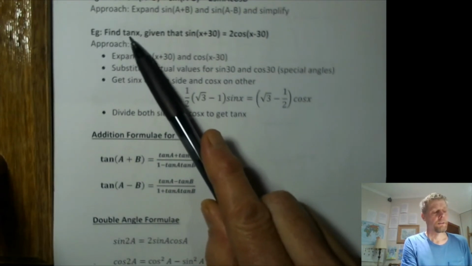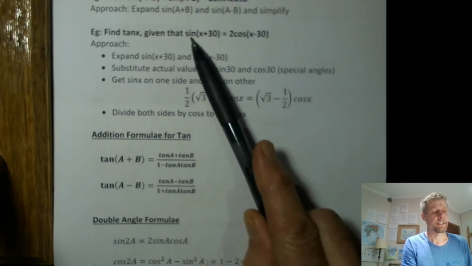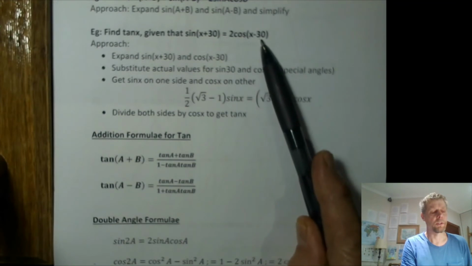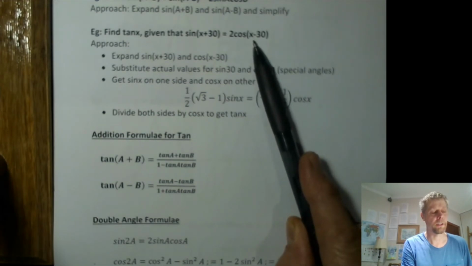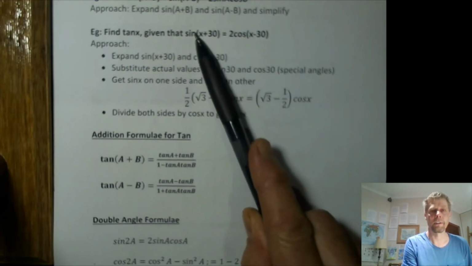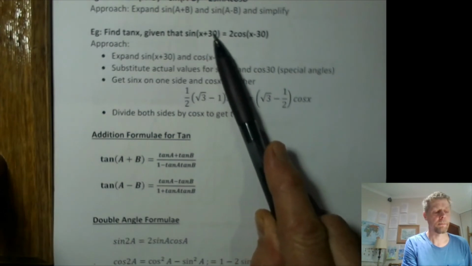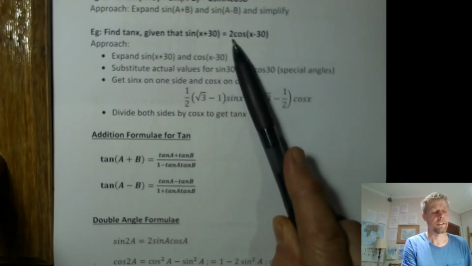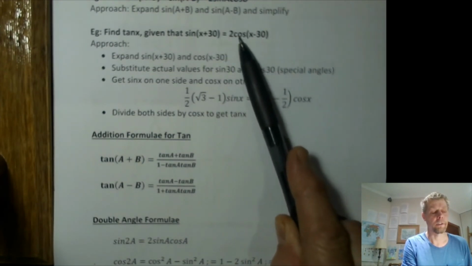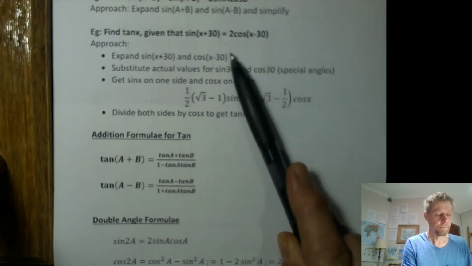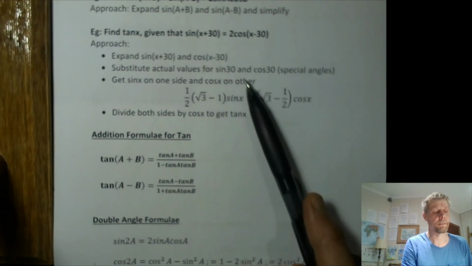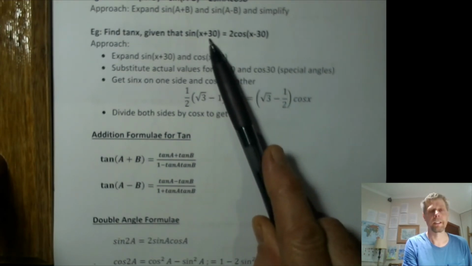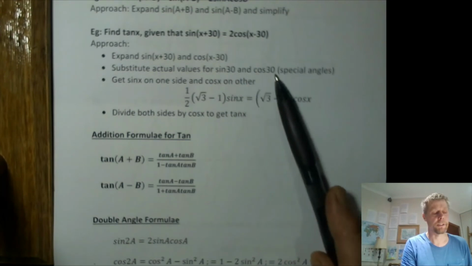Here's another example. Find tan x, given that sine of (x plus 30) equals 2 cos of (x minus 30). When you look at these, at first glance, you think this is impossible. How do you go about this? There's no methodical approach. You just need to recognize that you've got a compound angle here. So it's sine of a plus b, which you expand, and you've got 2 cos of (x minus 30), so you've got a cos of a minus b. You expand them both, and then you're going to end up with sine and cos of 30 degrees here. And that's quite simple because that's special angles again.